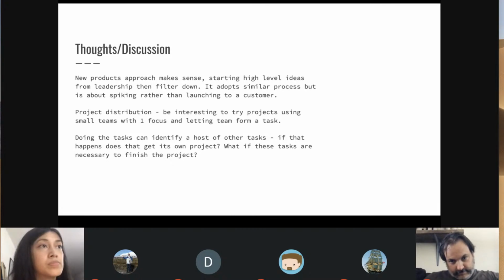I thought that was kind of like your second bullet there. Using small teams with one focus and let them form the task. Yeah, I am interested though in the different paths they take, if it's like scenario A, B, C. So yeah.